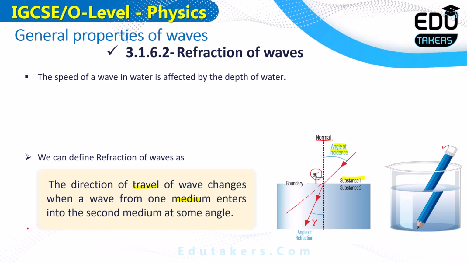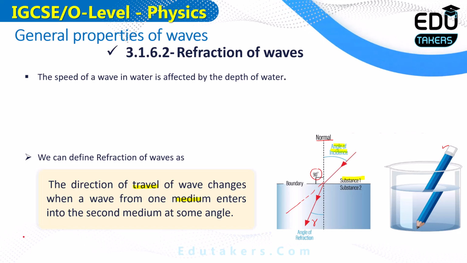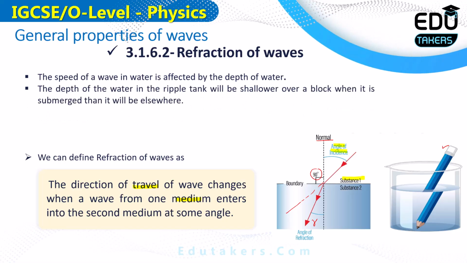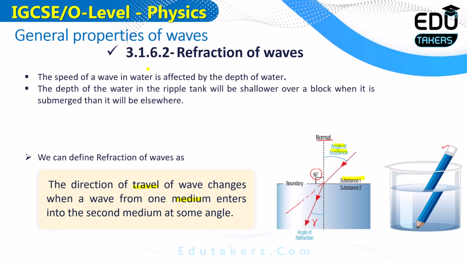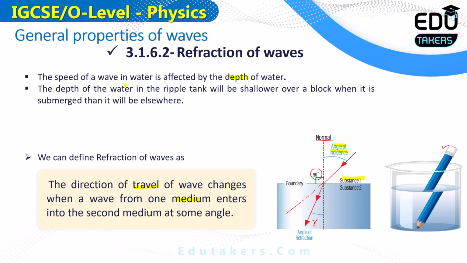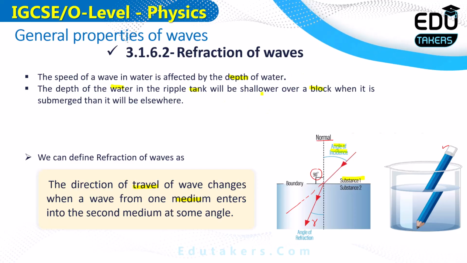When the wave goes from one medium into another medium, the speed of the wave and the wavelength of the wave both change, but the frequency remains the same. So the speed of the wave and the wavelength of the wave are physically affected by the depth of the water. You can see here the speed of the water. The speed of a wave in water is affected by the depth of the water. The depth of the water in the ripple tank will be shallow over a block. When it is submerged, then it will be elsewhere.